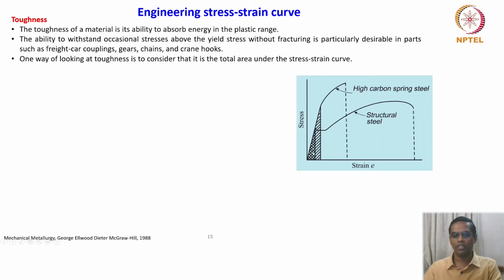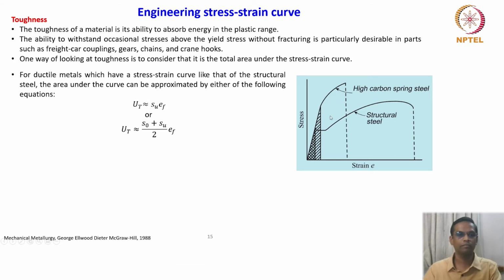You see here the typical stress strain plot, one for structural steel and another for high carbon spring steel. The shaded area shows the resilience, and the total area under the curve is the toughness. For ductile metals, which have a stress strain curve like that of structural steel, the area under the curve can be approximated by either of the following equations.